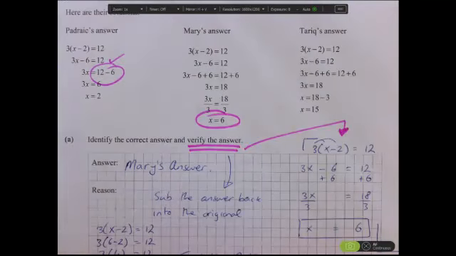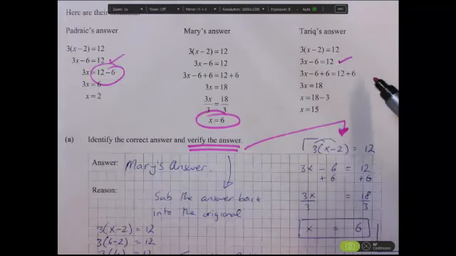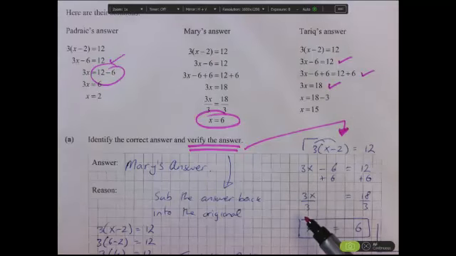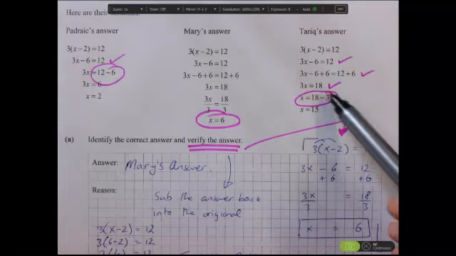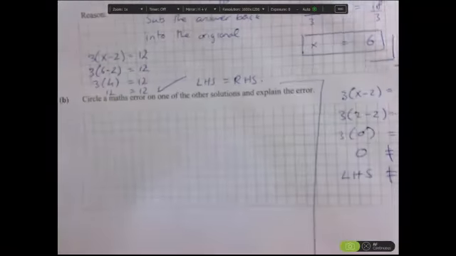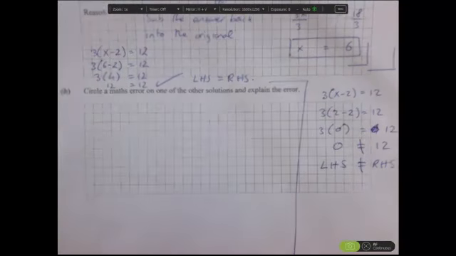If we take a look at Tariq's answer, well, we know the first line is correct, we know the second line is correct. He did add 6 to both sides, so that's okay. And we ended up with 3x is equal to 18, so that's good. Now we should have divided both sides by 3, and here's the mistake that was made by this student. He subtracted the 3 instead of dividing by the 3. So you just need to put that down in worded form, so circle a maths error.